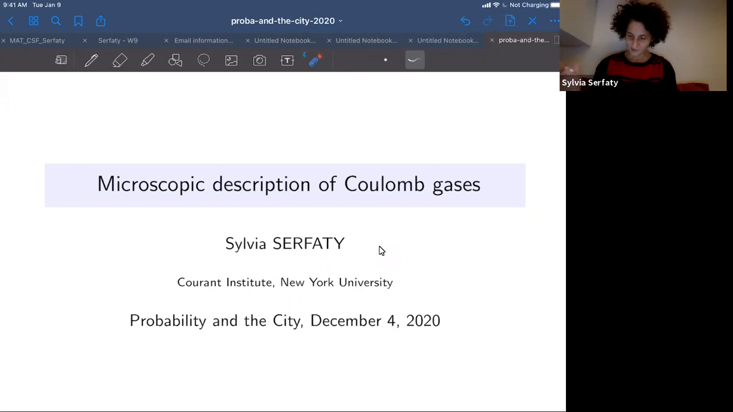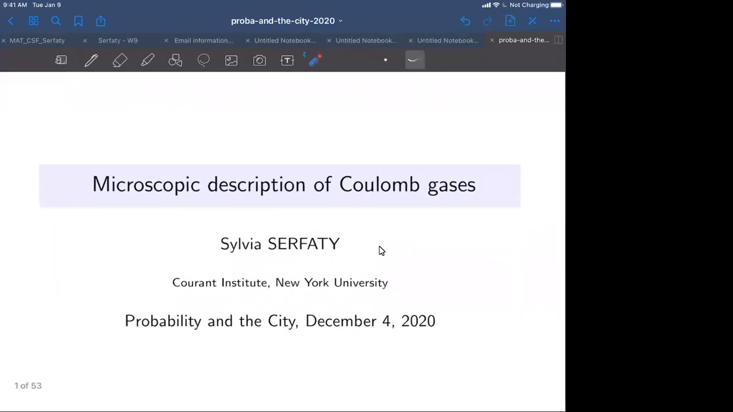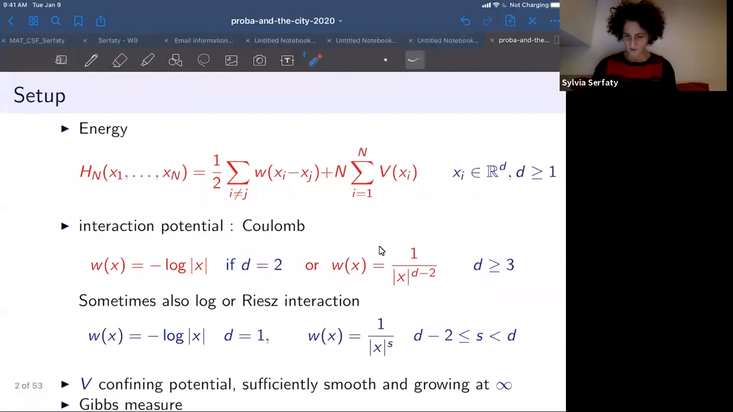So I'm going to be talking about Coulomb gases. I apologize to those of you who've heard me talk about this already, maybe several times even. But we're going to be talking about systems with Coulomb interaction. So you look at n particles, points or particles, I like to think of physics, in a d-dimensional space. And there is the sum of a pair interaction here with a repulsive interaction, which is very specifically Coulomb, plus some confinement potential here.